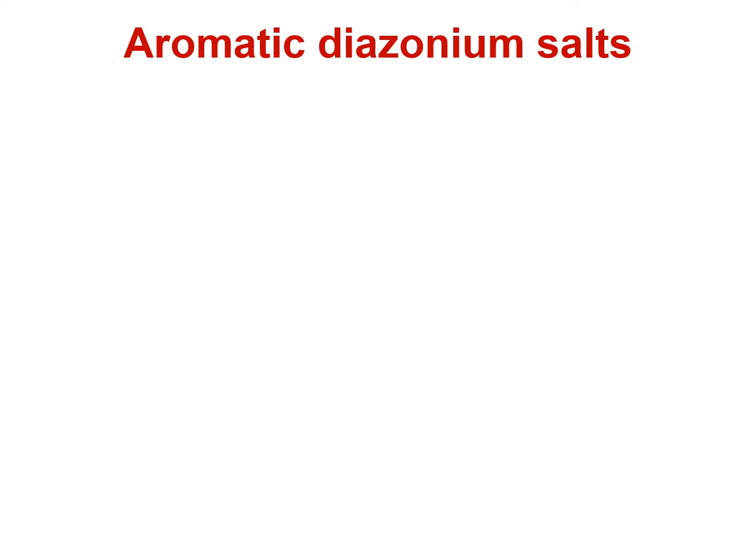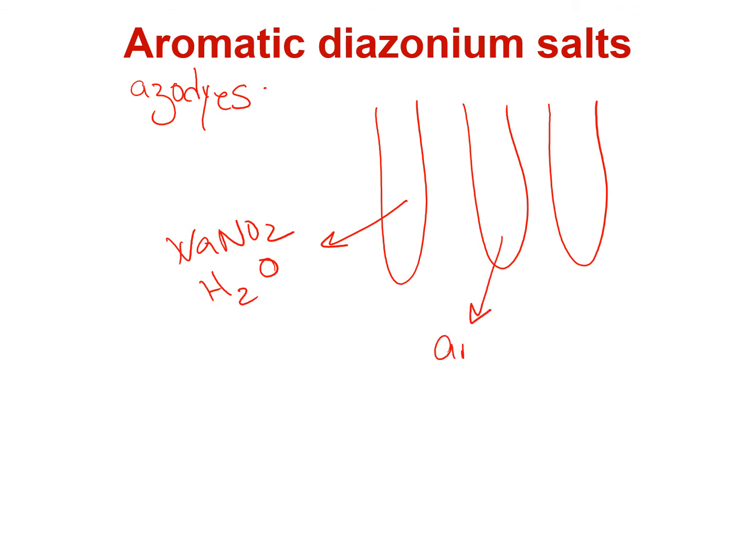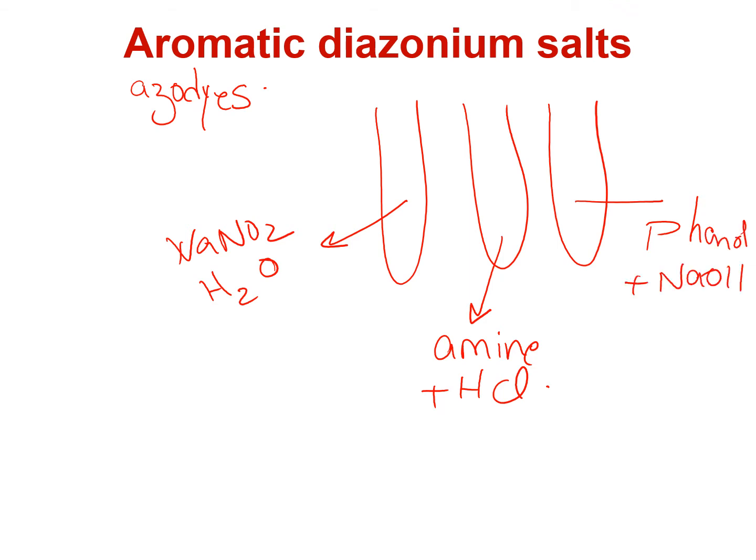How did you do this in the lab? If you remember when you were preparing the azo dyes, what exactly did you do? You had 3 test tubes. The first tube, you added some sodium nitrite and you dissolved it in water. The second test tube, you had an amine and you added conc HCl to this amine. The last test tube, you had a phenol and you added some sodium hydroxide to this phenol.